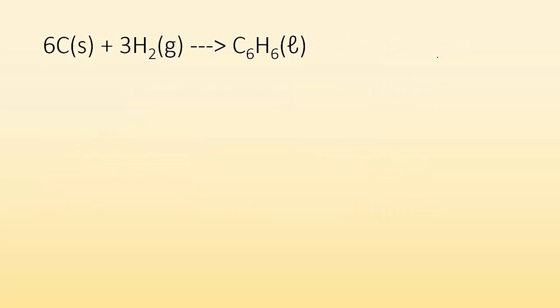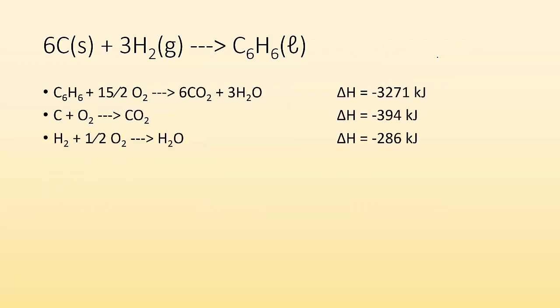Let's try another one. So here's an equation, and then here are some equations that we know. This time there are 3 of them. But you're going to do the same thing. I love these things because they're like little puzzles, like Sudoku puzzles or something. So I need 6 carbons on the reactant side. Let's see if I can find carbon anywhere. The only place I see carbon is right here.